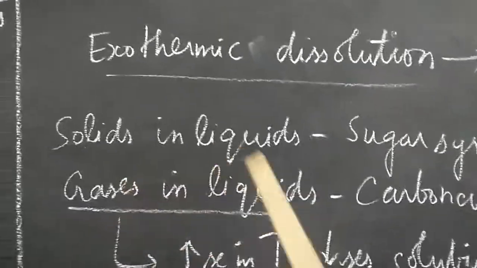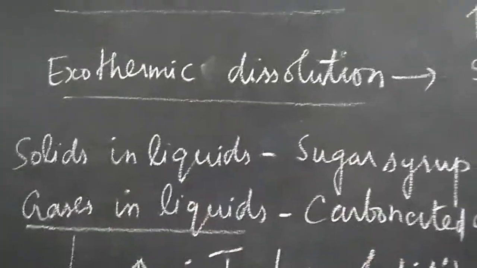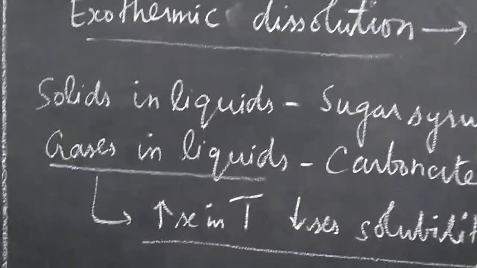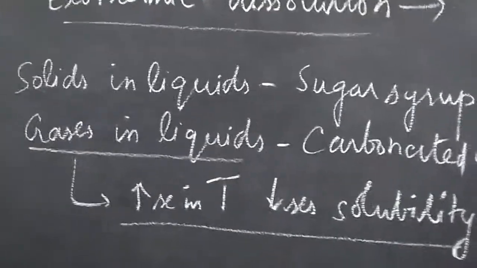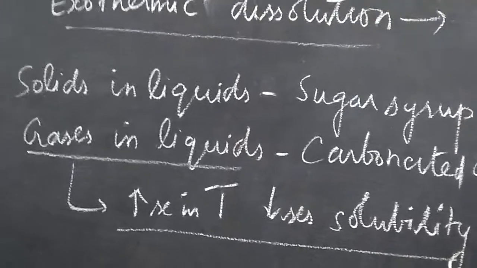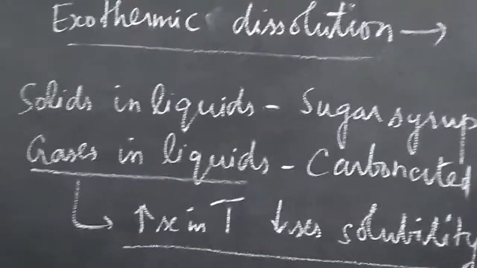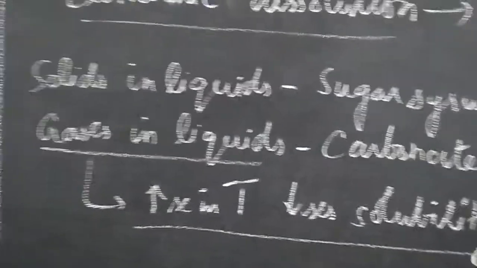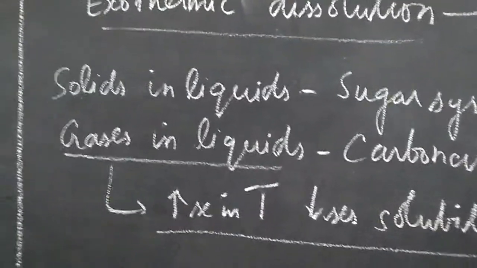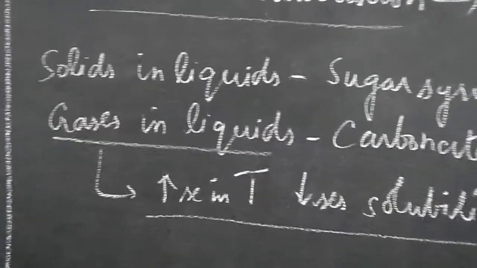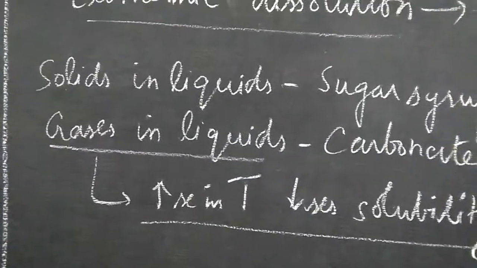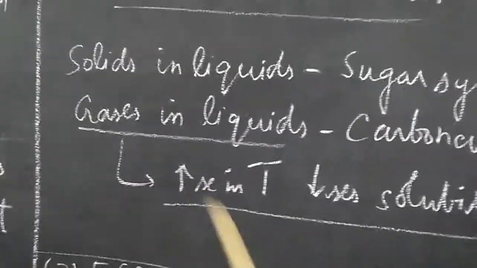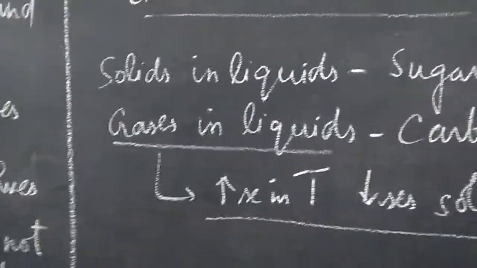When you consider solid and liquid, I told you detergent powder in water is an exothermic dissolution, sugar in water an endothermic dissolution. So you take a cup of hot coffee, dissolve a scoop of sugar, it quickly dissolves. Take ice cold water, take a scoop of sugar, try to dissolve, it dissolves very slowly. That means the dissolution capacity decreases with decrease in temperature, and increases with increase in temperature in the case of sugar. That is in the case of the solid and liquid example.